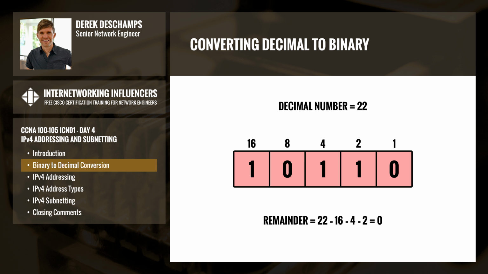We now fill in any remaining positions with the number 0, and we now have our decimal number in binary. In this case, the decimal number 22 is equal to 10110 in binary.